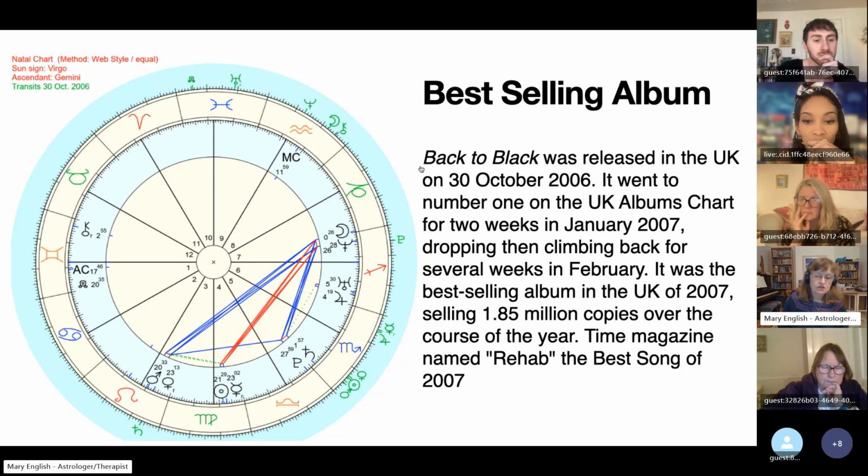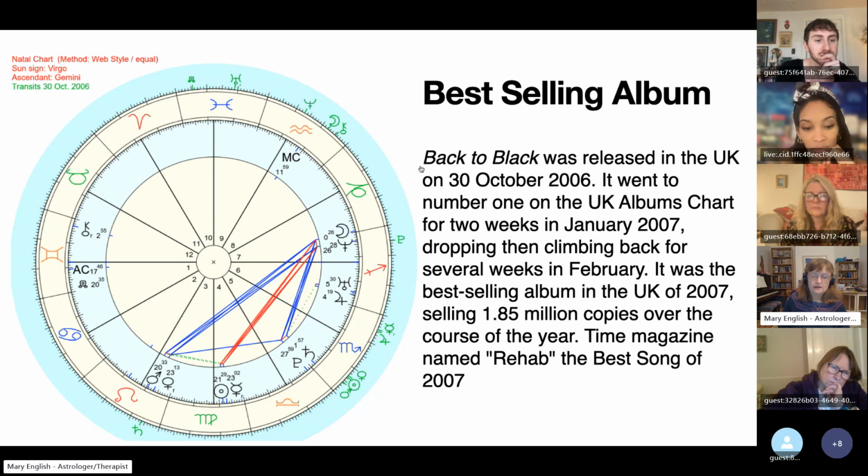Time magazine named her song Rehab the best song of 2007, which is a bit sad, really, that the sort of best-selling song that she got was Rehab, because she fell into drug addiction and alcoholism. So it's a bit ironic, really, that the song that made her famous, or helped her become more famous, was that particular one.